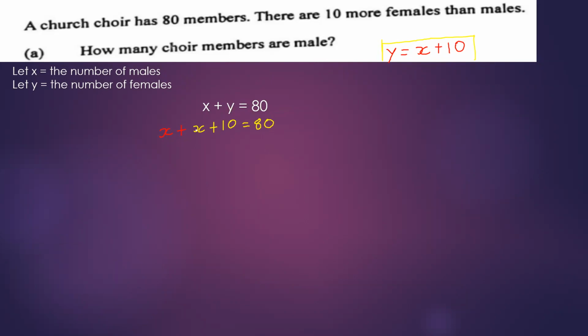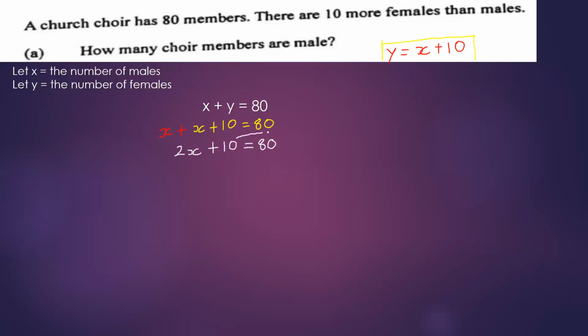Now we can add it. What is x plus x? That's going to be what? 2x. Good. We have 2x plus 10, and it's going to be equal to 80. What could we do at this point?